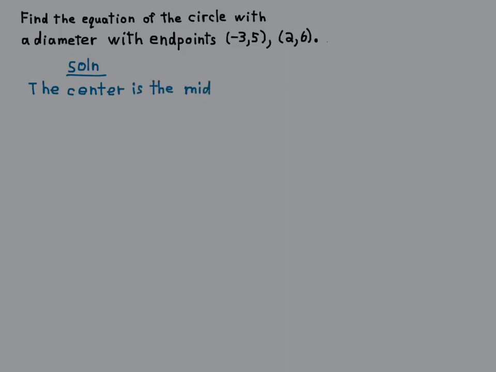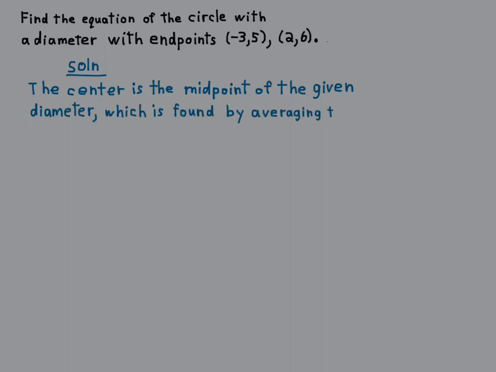So the center is the midpoint of the given diameter, because the diameter always goes right through the center of the circle, right? And the radius is also half of that diameter, the length of the diameter. So the midpoint you find by averaging the first coordinates and averaging the second coordinates to get the first and second coordinate of the midpoint, which would be the center of the circle.